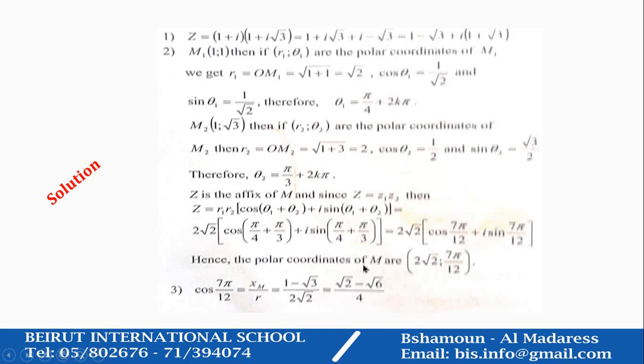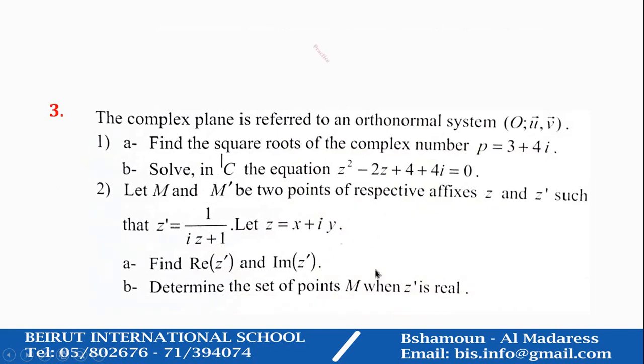So this is cosine 7 pi over 12, and also you can find sine 7 pi over 12. Practice 3, the complex plane referred to an orthonormal system. Find the square root of the number, and we explained this concept before. Solve in the complex set the equation we did.